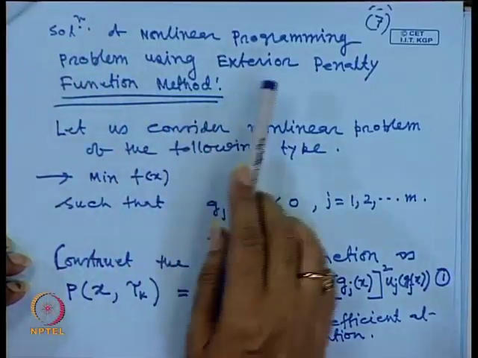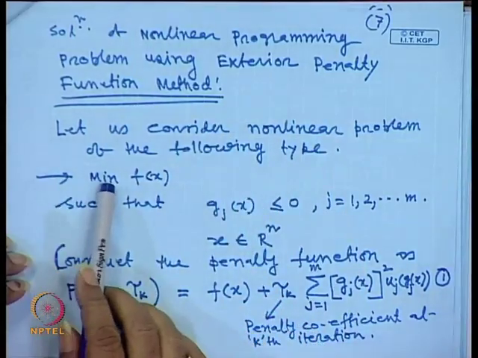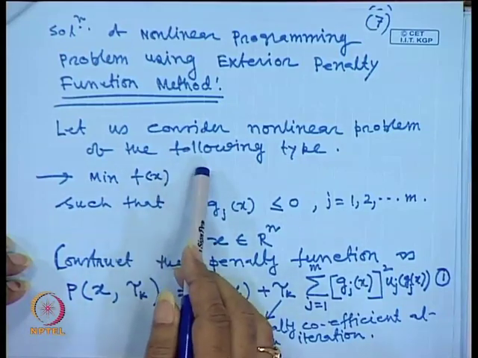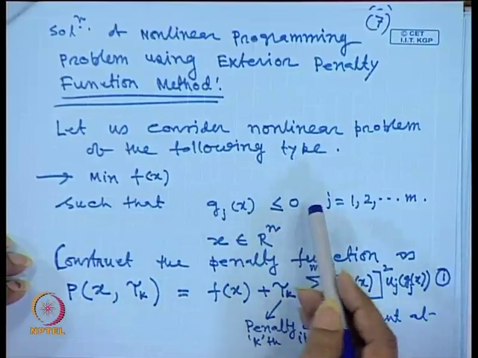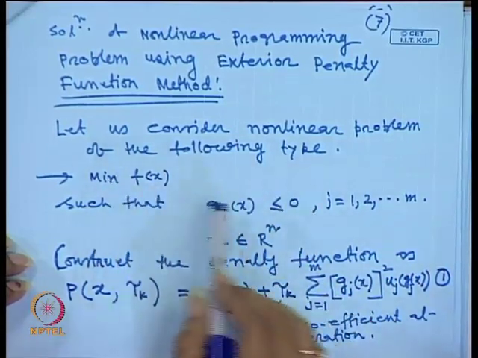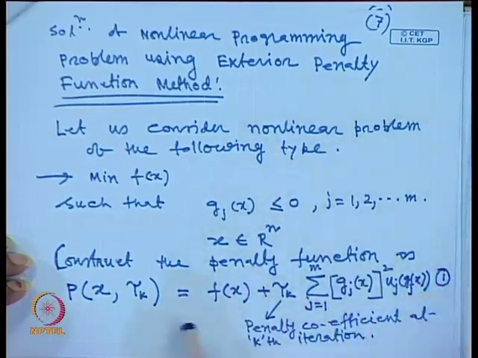Last class we discussed how to solve the nonlinear programming problem using the exterior penalty method. Our problem statement is: minimize this function f of x. f of x is a nonlinear function, and the constraint g of x will also be nonlinear. Our job is to solve this problem using the exterior penalty function method. So we first construct the penalty function like this.